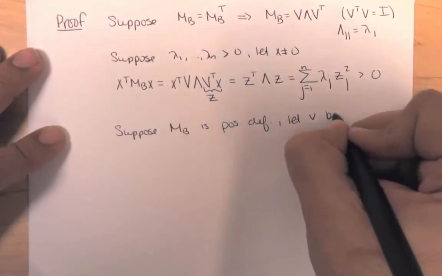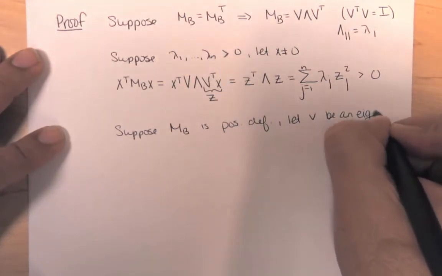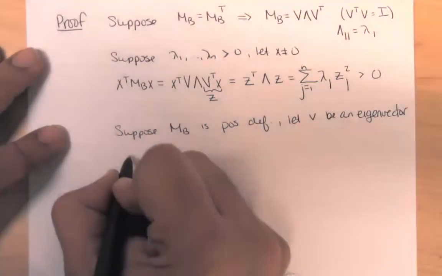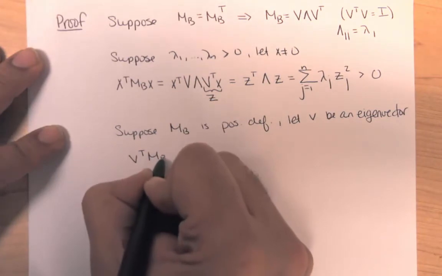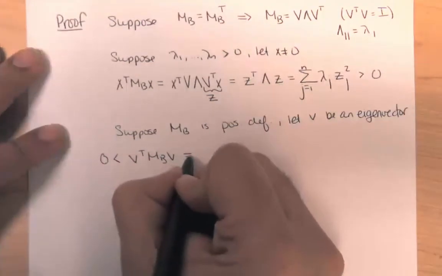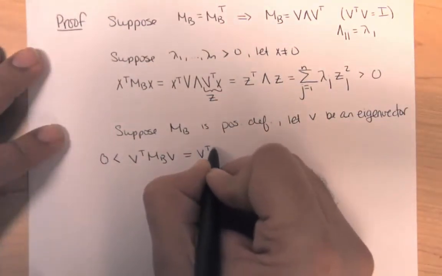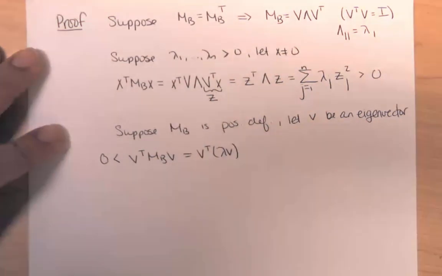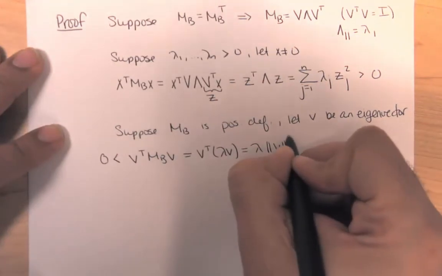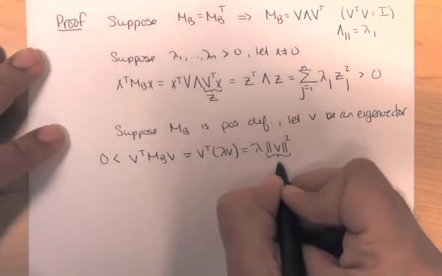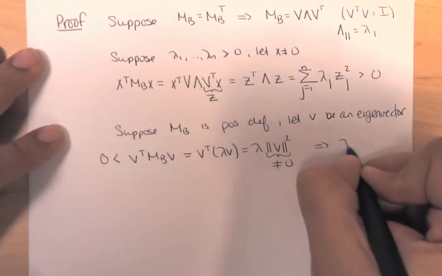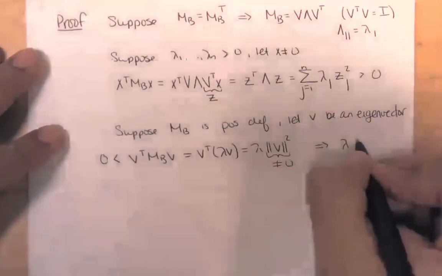Let V be an eigenvector, which are non-zero by definition. Then V transpose MBV is positive, and MBV equals lambda V. And this is lambda times the norm of V squared. And since that is not zero, this implies that lambda must be positive.